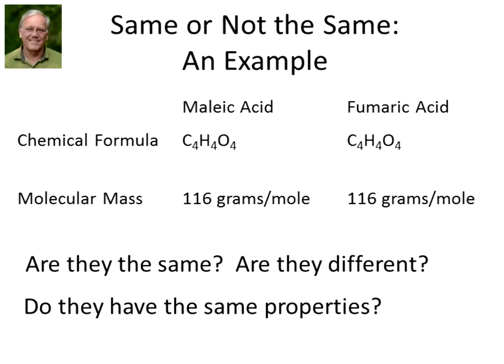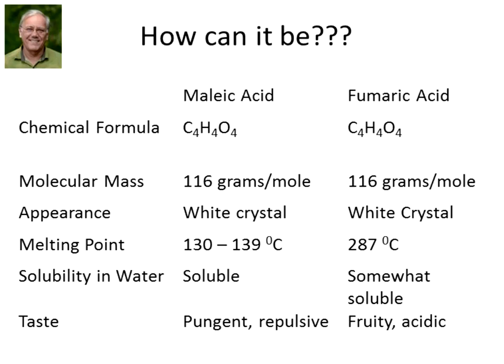So they're made up of exactly the same materials, in the same amounts, and yet they have different names. So are they the same or are they different? Do they have different properties? You might want to just take a minute and think to yourself, is this stuff called malic acid and fumaric acid actually the same, or is it different? How could it possibly be different? It's made up of exactly the same stuff.